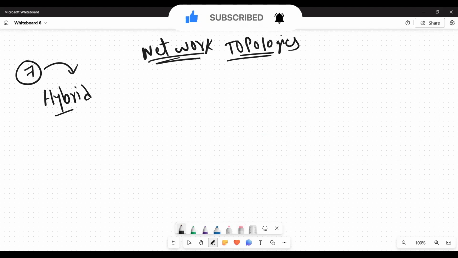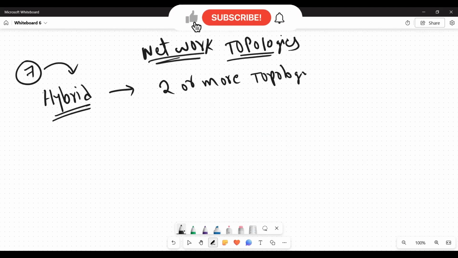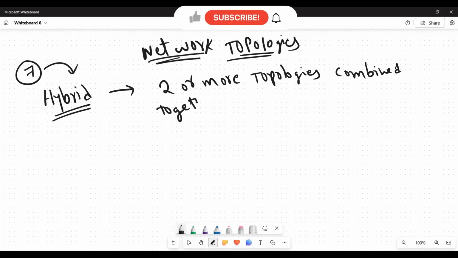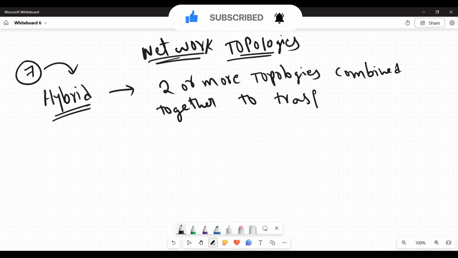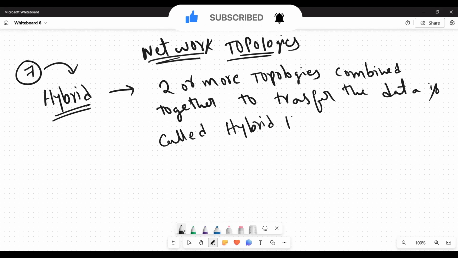So in this hybrid, the definition says two or more topologies combined together to transfer the data is called hybrid topology.